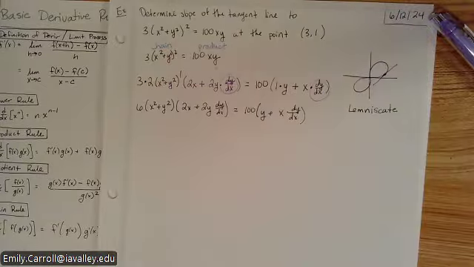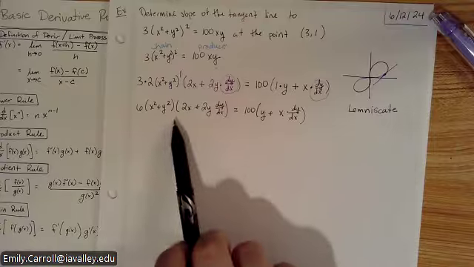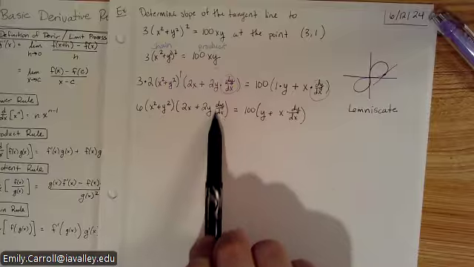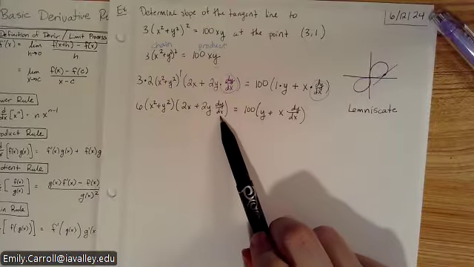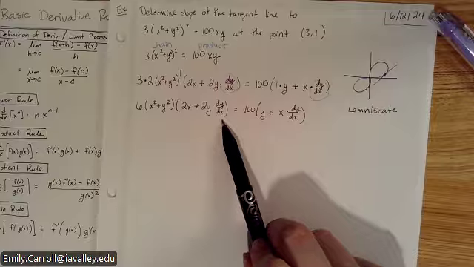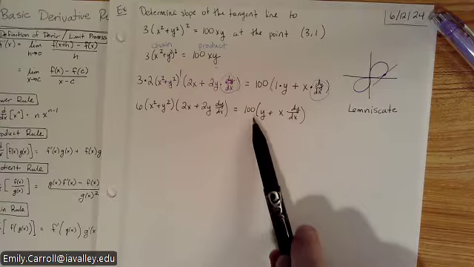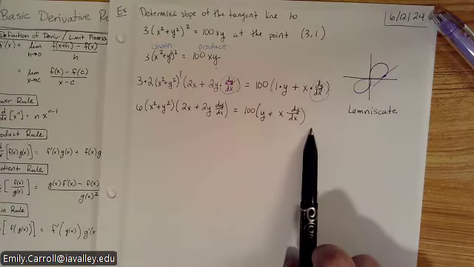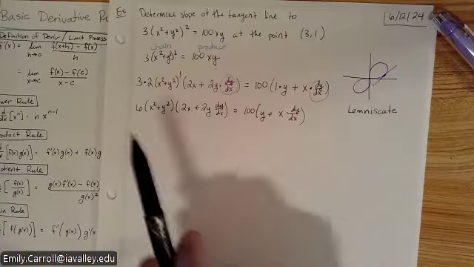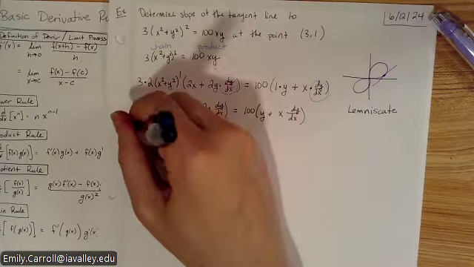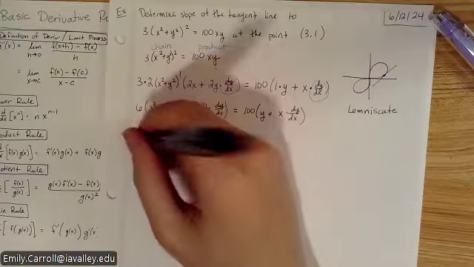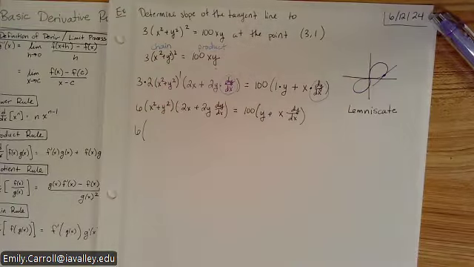times dy dx. Okay, so the left side, we're going to have to FOIL that out so that we can factor off a dy dx. And then we're going to want to distribute over here on the right. All right, so I'll do 6 and then open up big parentheses so I don't lose my 6.